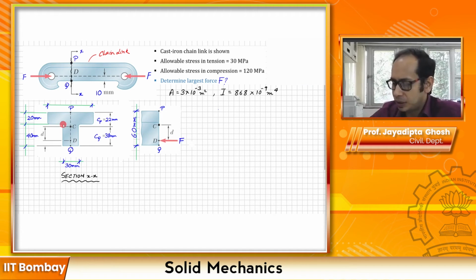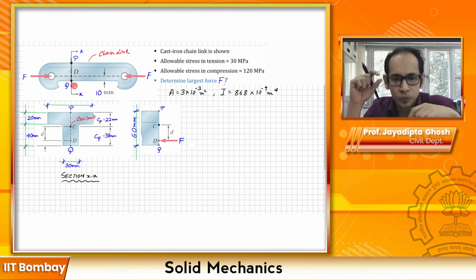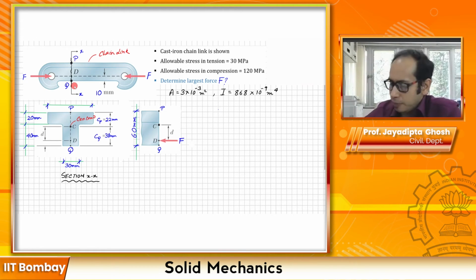In this section, see here you have P, Q and D over here. C is not there. C is essentially the centroid of the cross section, so let's make a note of that. C is nothing but the centroid. The centroid is at a distance of 22 mm from the top. After you calculate the centroid, these are the distances you will get. You might calculate it to double check. And from the bottom is 38. The total height of the section is 60 mm. Right? Okay, now how do we approach this problem?